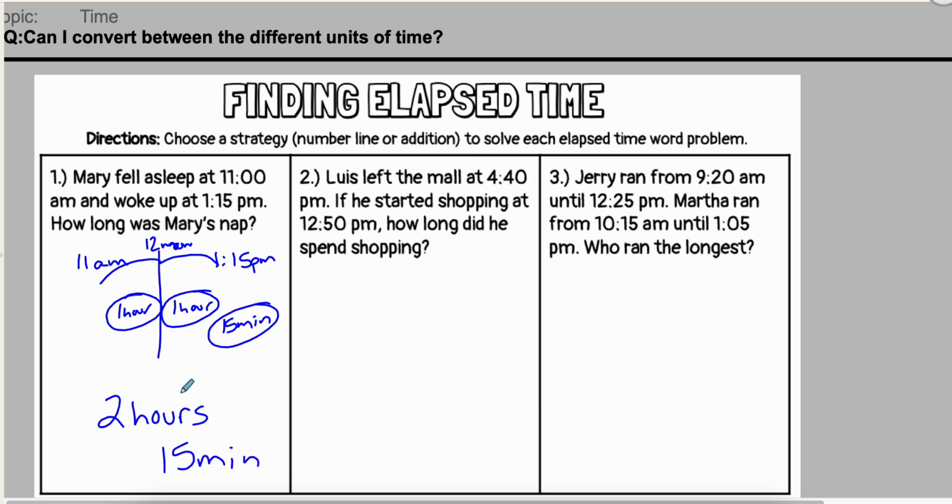What I would like you to do is pause the video and try the next two on your own and see if you could get an answer that matches mine.